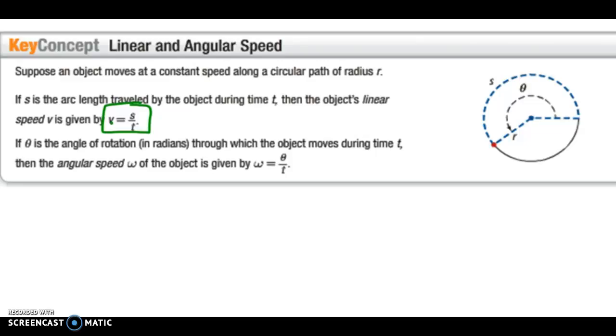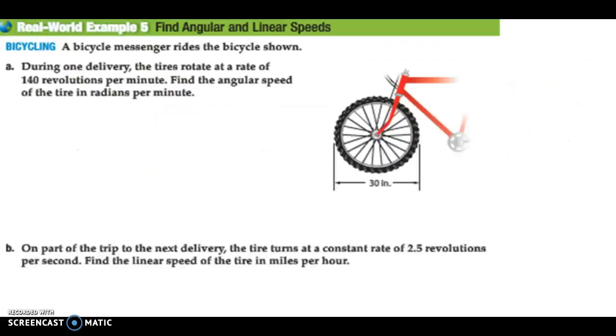If theta is the angle of rotation in radians, remember it has to be in radians, through which an object moves during time t, then the angular speed of the object, that W looking letter, okay, that's omega, is given by omega equals the radians divided by time. So that would be when you're looking for the angular speed.